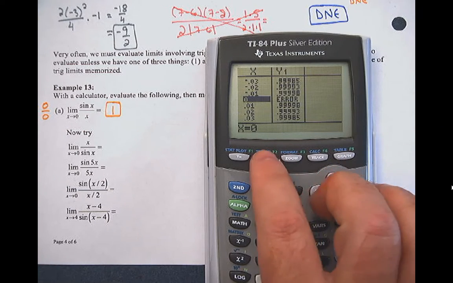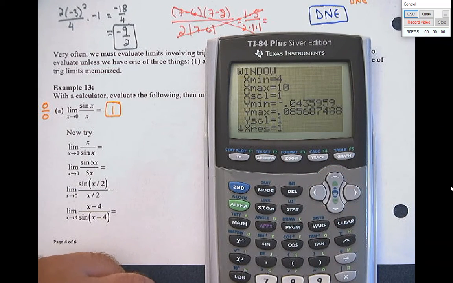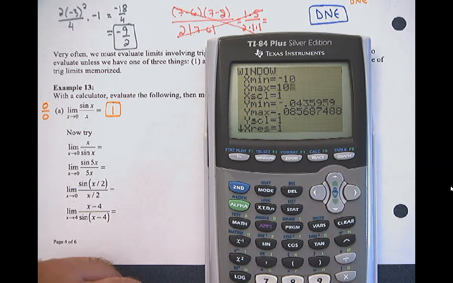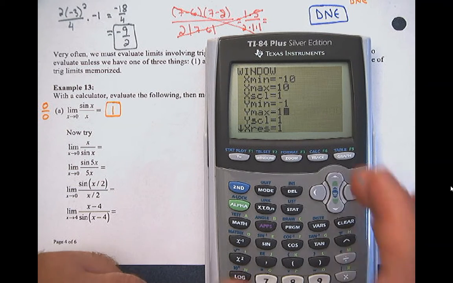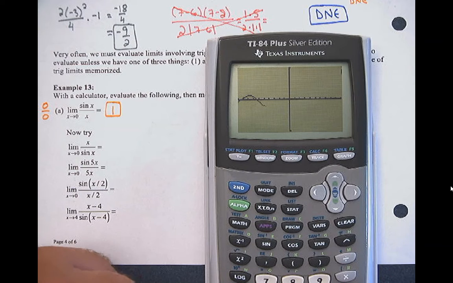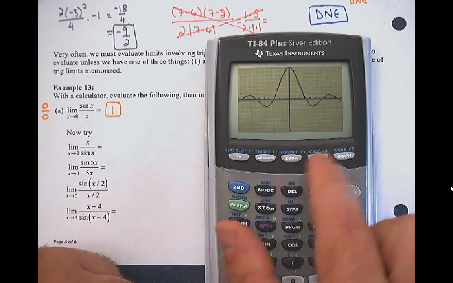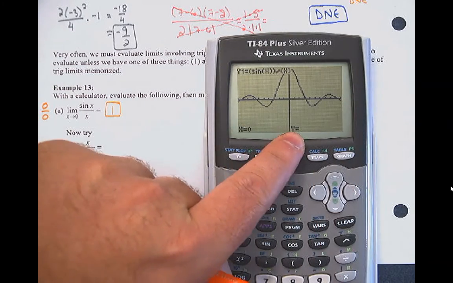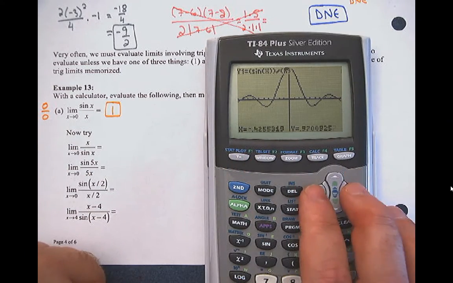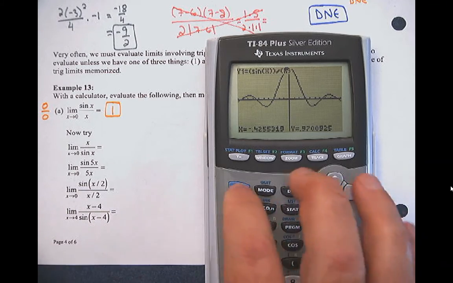And for those of you who want a picture of what this looks like, negative 10 to 10, I think it's a pretty small graph. So I'm going to go from negative 1 to 1. Let's see if that's a good enough picture. There it is. So this is what the graph of sine x over x looks like. And when I trace to 0, notice there's nothing there. But the limit from either side is approaching that height of 1.